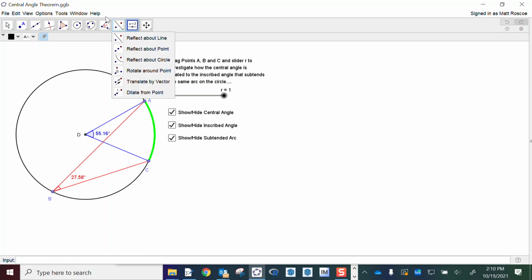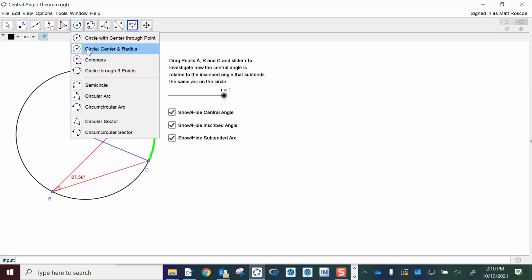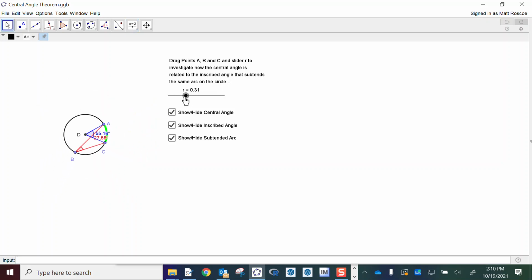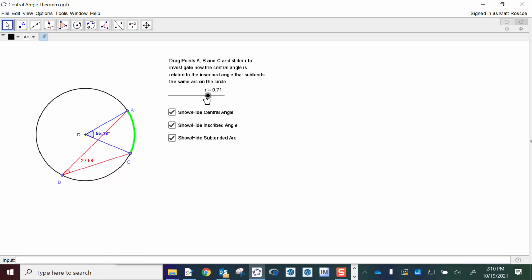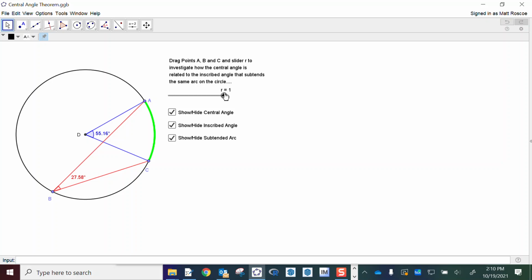I placed the slider on the text first, and then I used circle with center and radius, and I just typed in R as my radius. So I thought it would be kind of neat to show you what a slider can do. We haven't done a lot with sliders yet, but you can control things with values, of course. So lengths can be controlled with sliders, and sliders are kind of a nice thing.